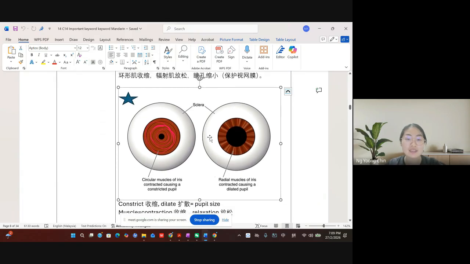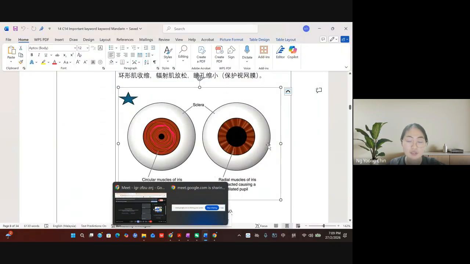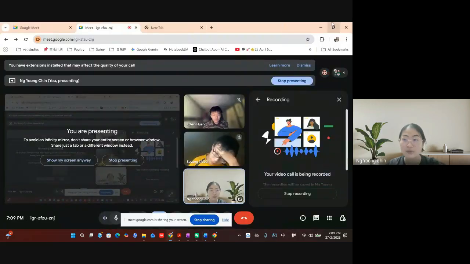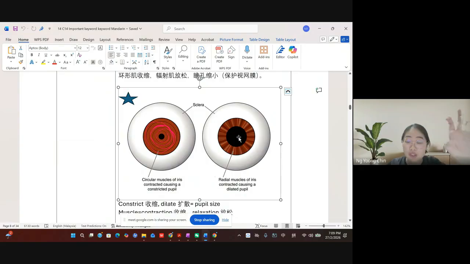I'm showing the pupil size. You can see. Okay, I think I'm sharing. So that's why pupil constrict or pupil dilate. And then you should know that the reason the pupil constricts is because of the circular muscle. You have a pair of muscles, right? One we call the circular muscle, another one we call the radial muscle. So when the circular muscle contracts, not constricts, contracts, because you can only describe the muscle as either contracting or relaxing.